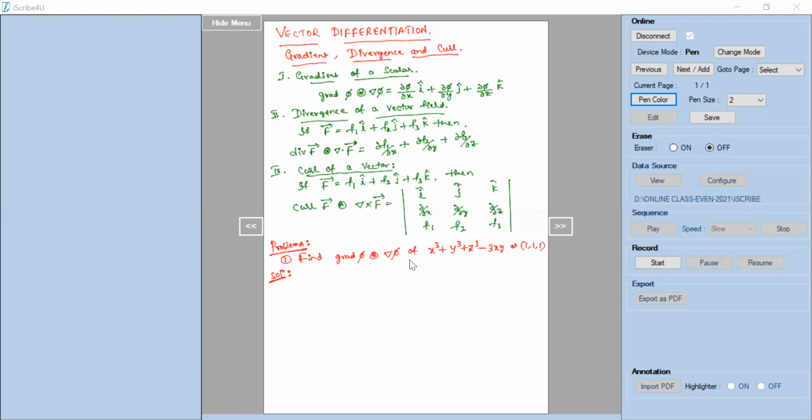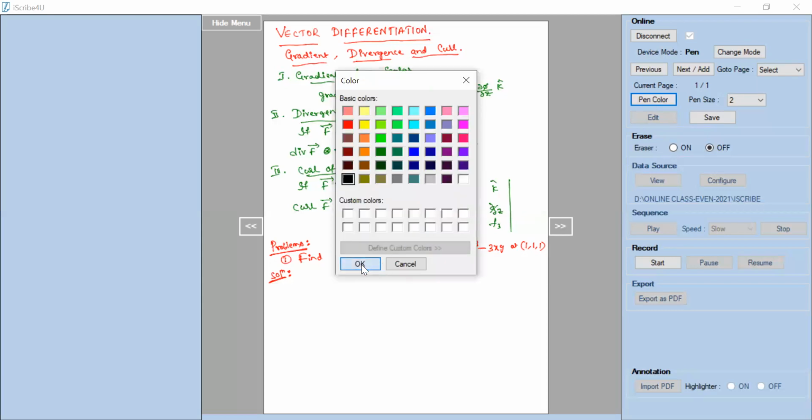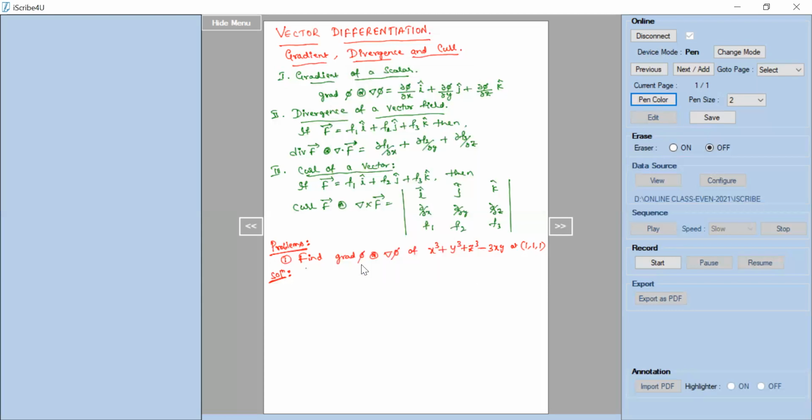Find the grad phi of x cube plus y cube plus z cube minus 3xy at (1, 1, 1). So the scalar was given, and we have to find the gradient of this scalar. So let us take the given function as phi, the scalar, that is phi equals x cube plus y cube plus z cube minus 3xy.